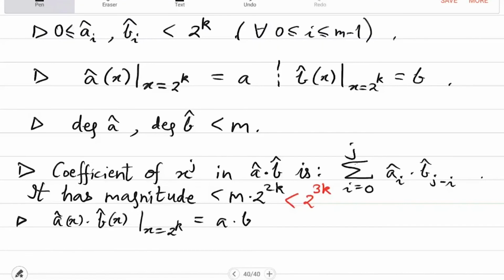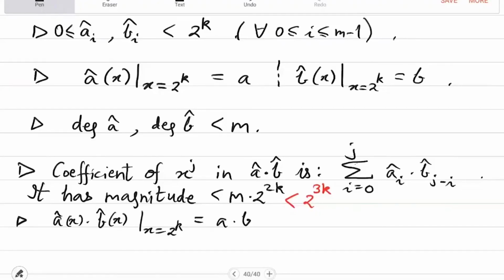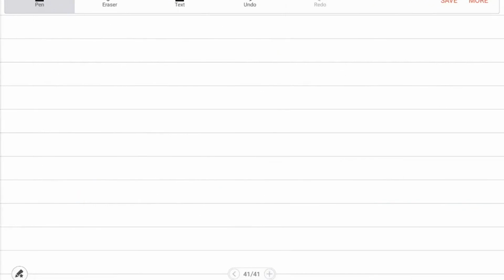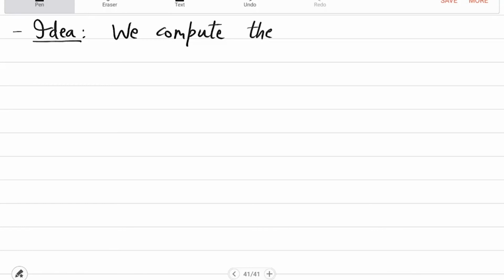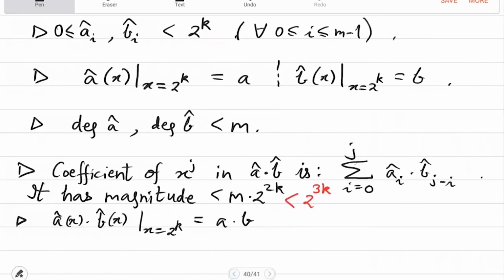So what we will do is we'll actually go modulo 2 raised to 3k plus 1, because that gives us a 2kth primitive root of unity. So let me write that idea down. That's a diversion from fast polynomial multiplication. I'll tell you why we need this. Maybe we should discuss that first.